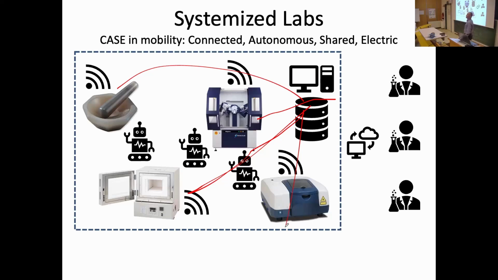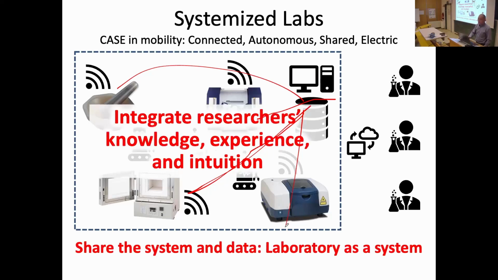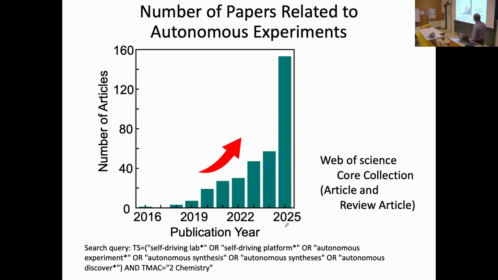And additionally, the important thing is sharing. Implementing and integrating a researcher's knowledge, experience, and intuition into the system, and then we can share this with everyone. And of course, utilizing the data too. So this is the direction we can see for the future. And indeed, the number of autonomous experiment papers has been really increasing since 2020.